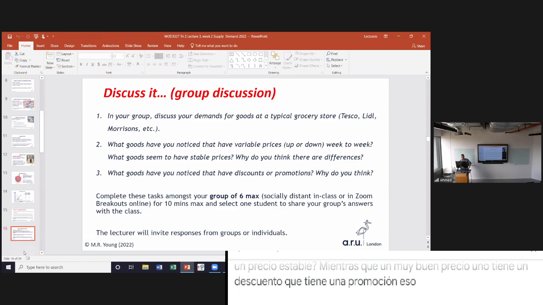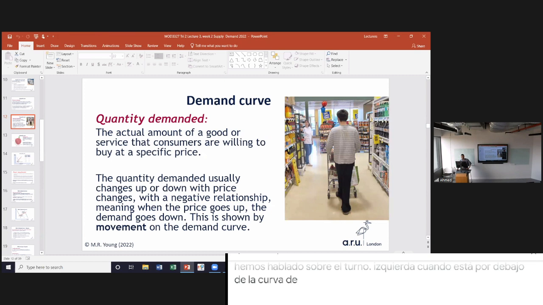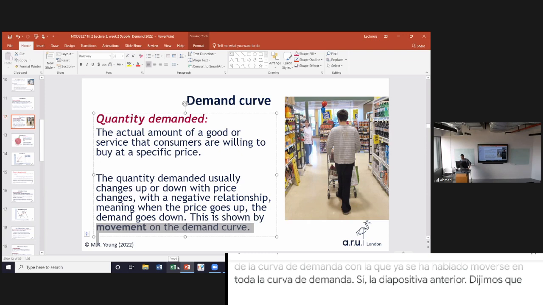Right, we've spoken about shifts. When we spoke about the demand curve, we already spoke about movement on the demand curve. In the previous slide, we said that if the price goes up, the demand goes down. If the price goes down, the demand goes up. That's a movement on the demand curve.